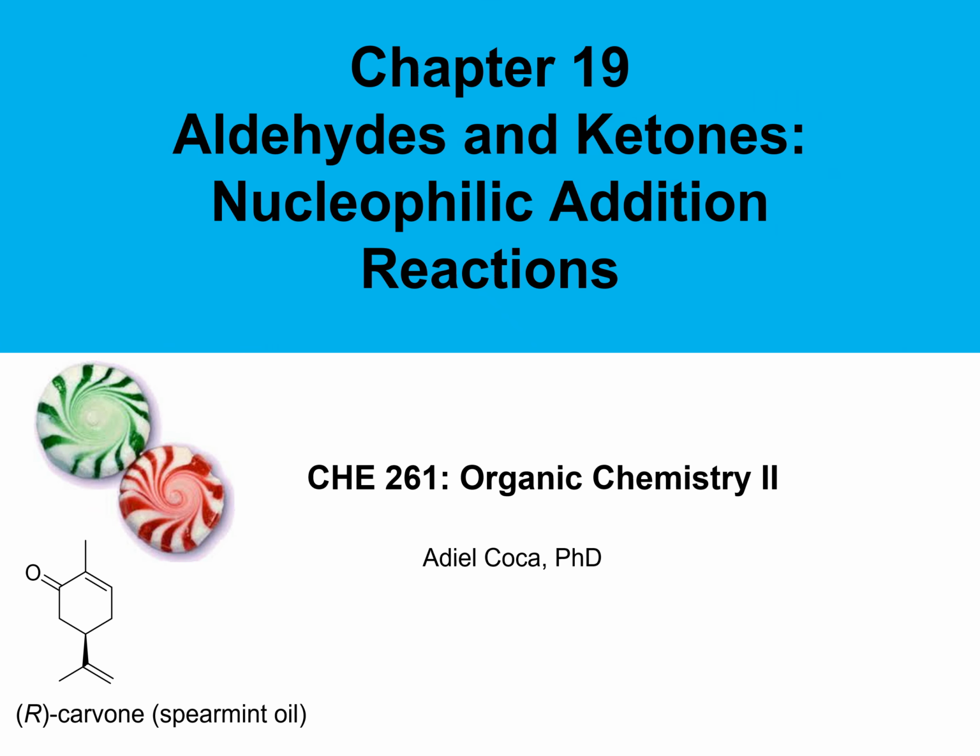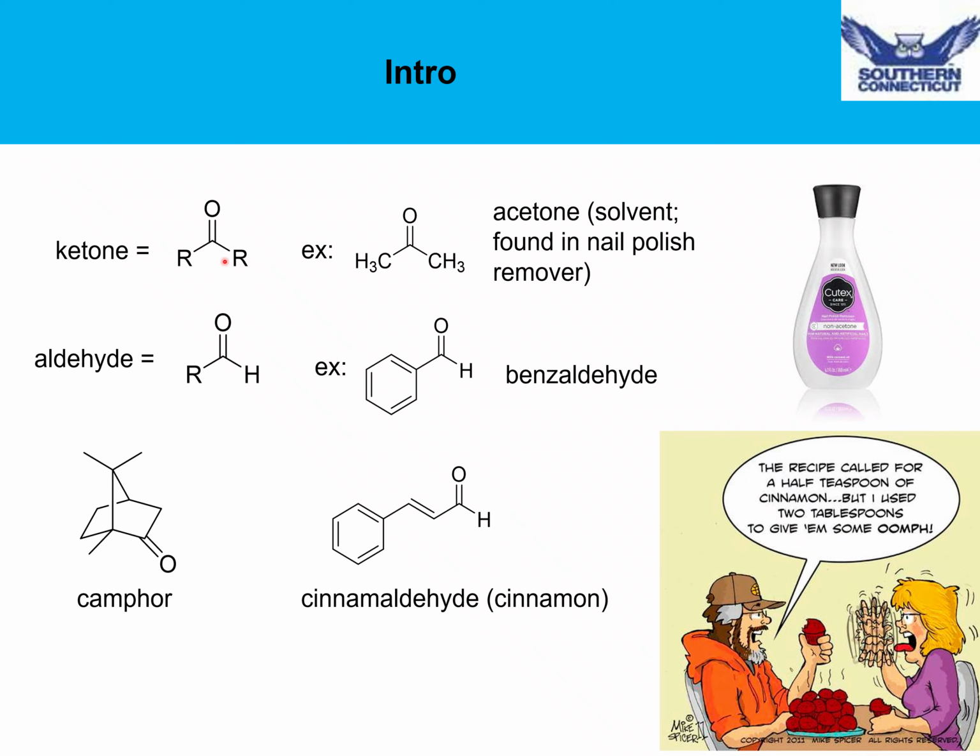This chapter will focus on the chemistry of aldehydes and ketones, primarily the nucleophilic addition reaction. Ketones are a functional group that contain a carbonyl, a carbon-oxygen double bond surrounded by two alkyl groups on the carbon. An example is acetone. Acetone has two methyl groups surrounding the carbonyl.